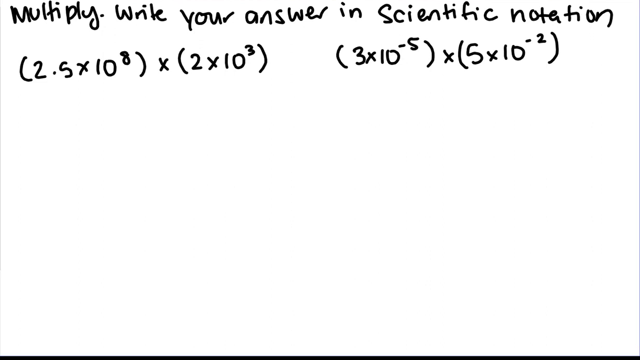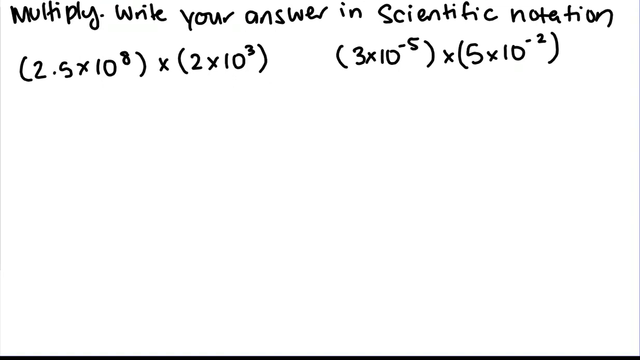Okay, so we want to multiply and write our answer in scientific notation. So let's say we have 2.5 times 10 to the power of 8 times 2 times 10 to the power of 3. Now these are both written in scientific notation, but we need to multiply them together.